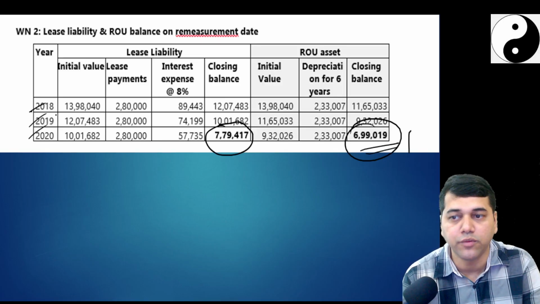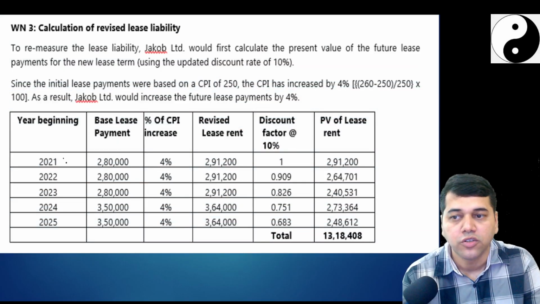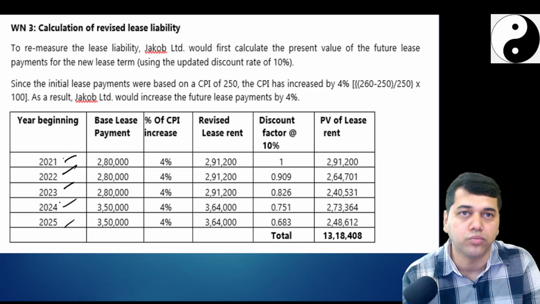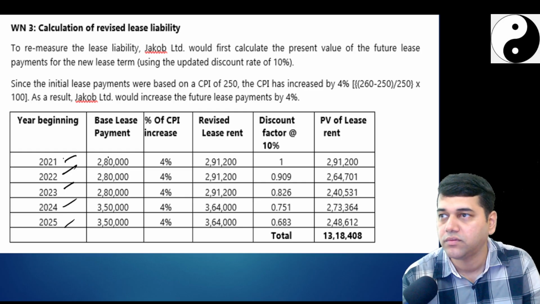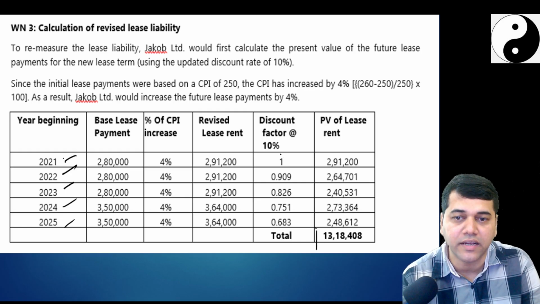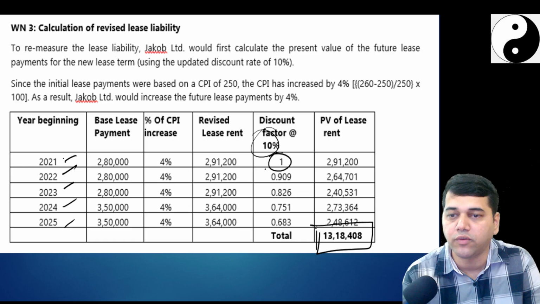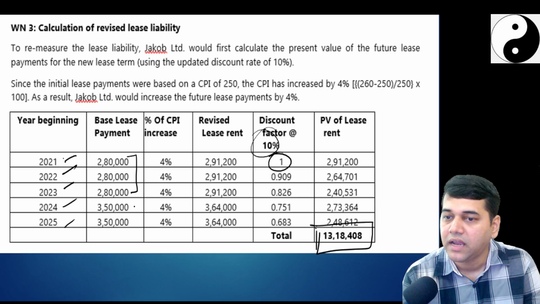Okay, 18, 19, 20. 20 is over. So 21, 22, 23 plus 2. 3 plus 2. Okay. Then you got 13 lakh and you have taken the revised discount factor 13,18,408. Again, you have taken 1 here. And you have taken the same rate 2,80,000 and then 3,50,000.